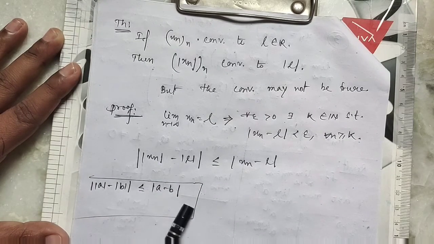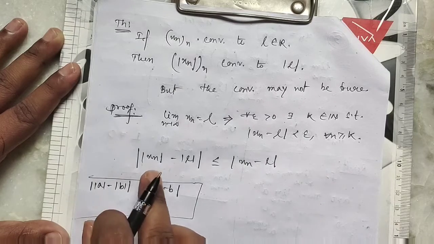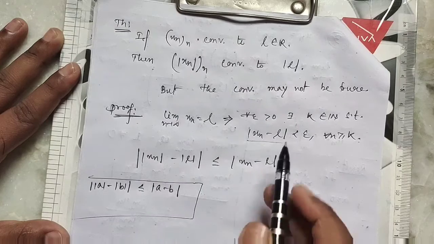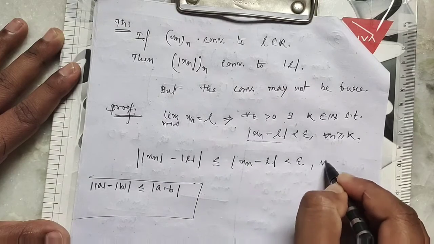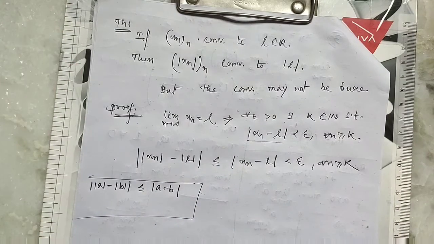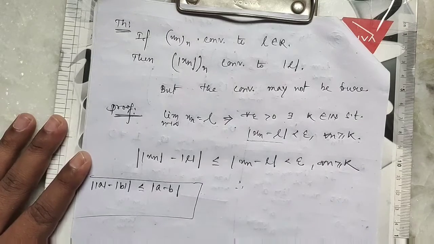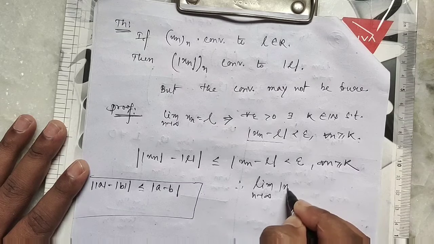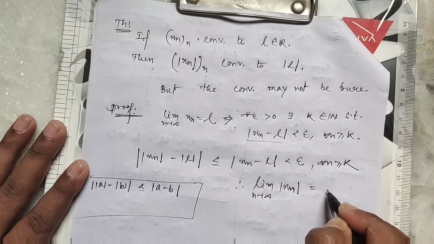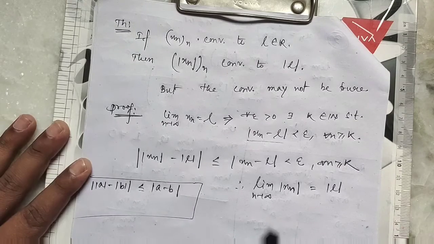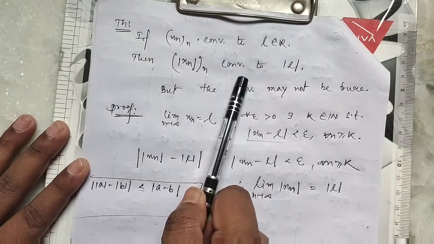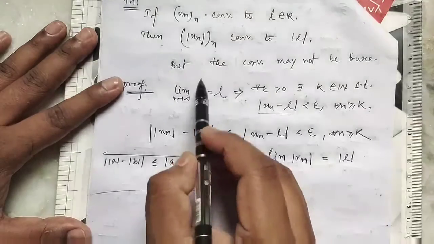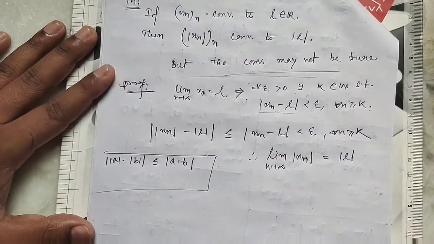Mod of mod a minus mod b is less than or equal to mod of a minus b. Okay, so mod of mod xn minus mod L is less than or equal to mod of xn minus L, and mod of xn minus L is less than epsilon for all n greater than or equal to k. Clear? So therefore limit n tends to infinity mod xn equal to mod L. Clear? That is, this mod xn converges to mod L. Clear? Now discuss the converse may not be true.